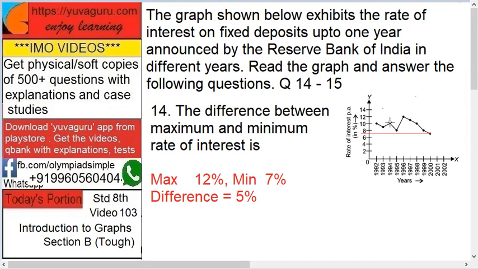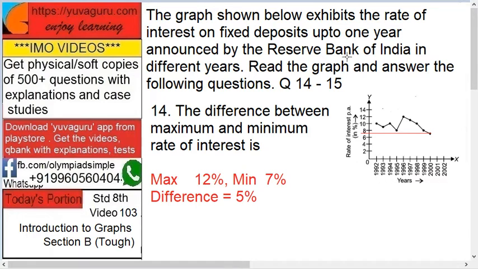The graph shown below exhibits the rate of interest on FDs, fixed deposits, up to 1 year, announced by Reserve Bank of India in different years. Read the graph and answer the following questions 14 to 15. See here, on the y-axis it is interest rates and on the x-axis it is time.